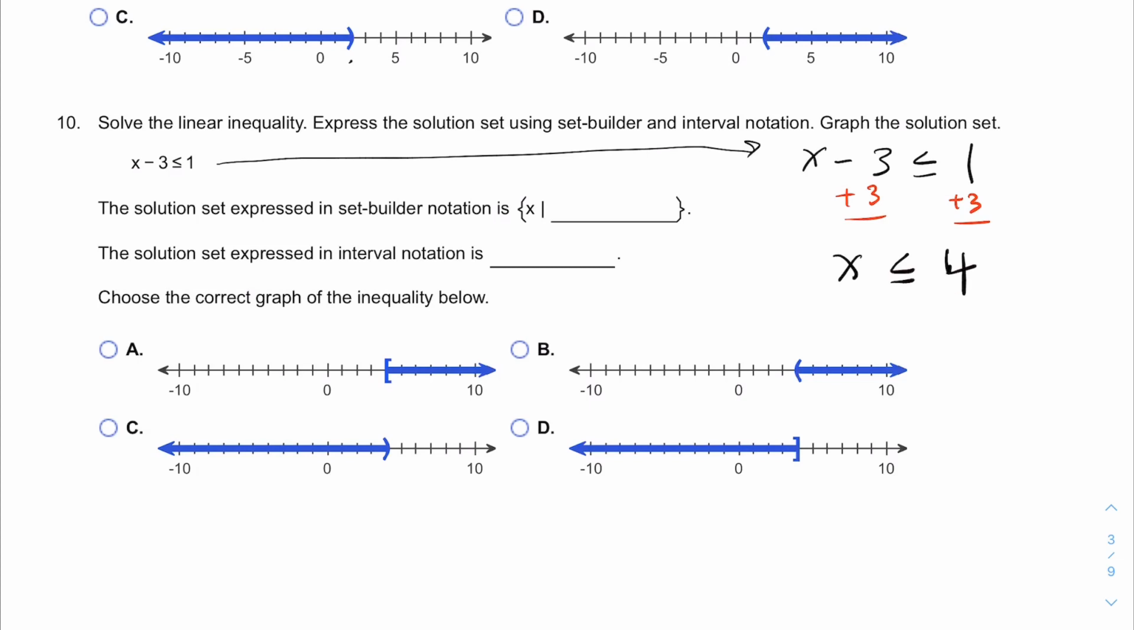Now they want to express this inequality in set builder notation. Remember, I already talked about that at the beginning of the little lecture I did. And so set builder is easy. All you do is just write the inequality in there. Once again, how do you say this? The set of all x's, and then that little thing means such that x is less than or equal to 4.